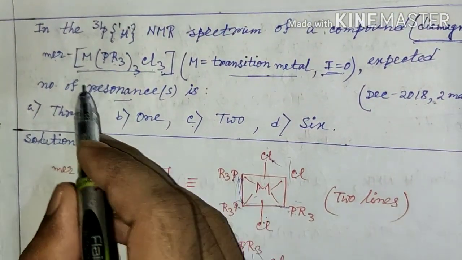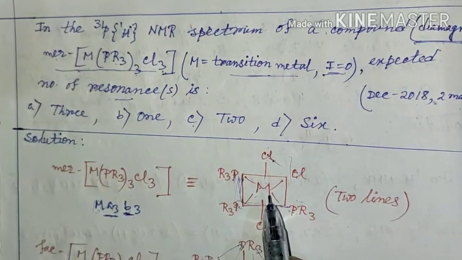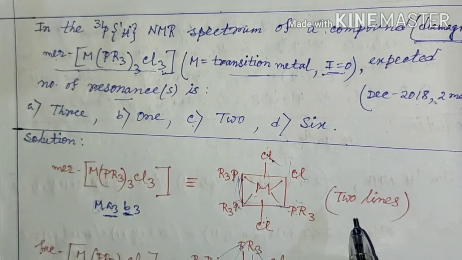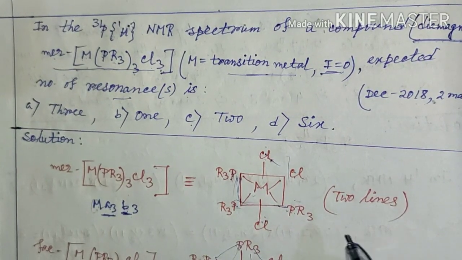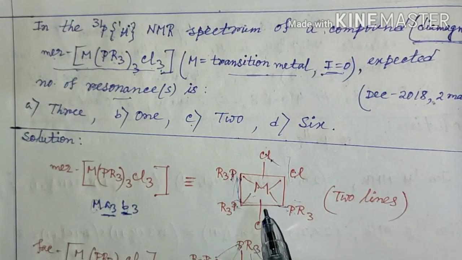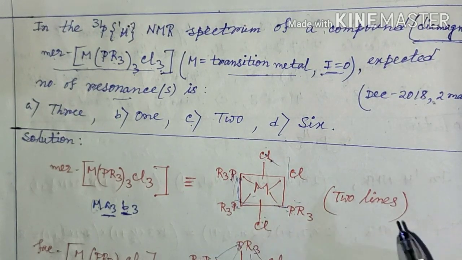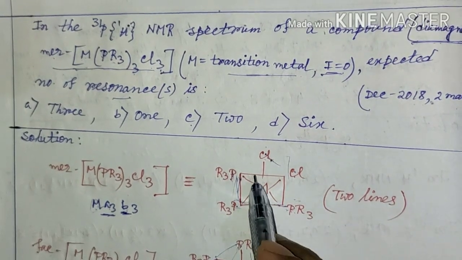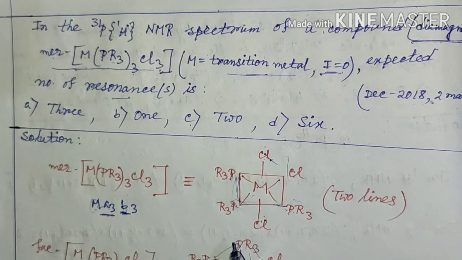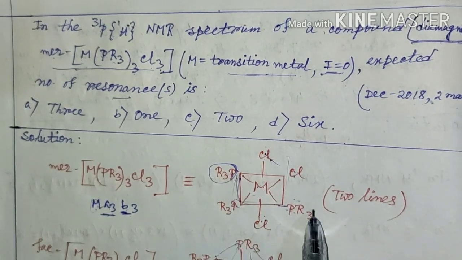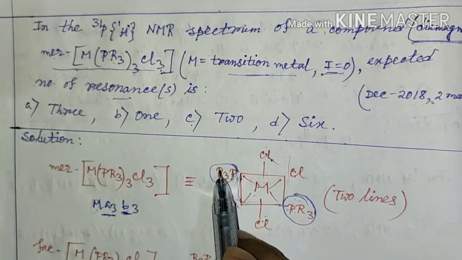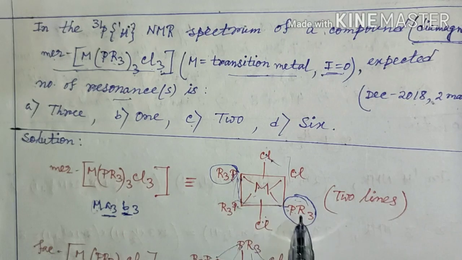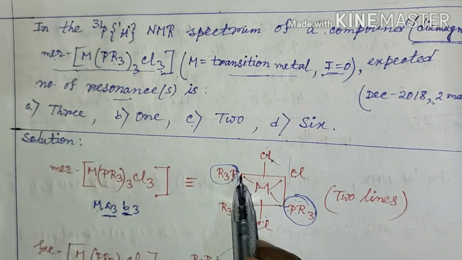Now for this complex, it is meridional. In this complex we have to identify how many resonances are possible in 31P NMR, that is proton decoupled. The number of non-equivalent phosphorus nuclei will correspond to the number of resonances possible in this complex. Now in this meridional complex we can see that this ligand and this ligand are equivalent to each other, since the chemical environment around these two ligands is similar.